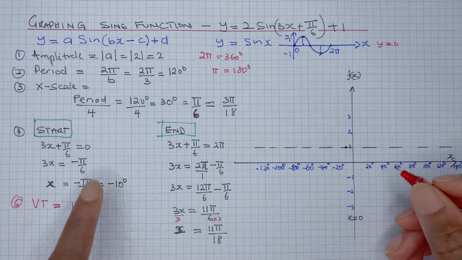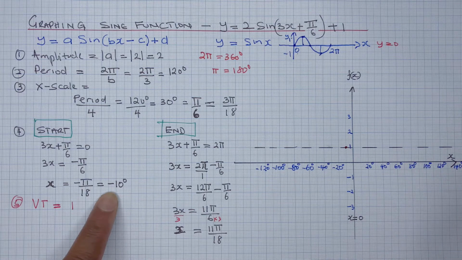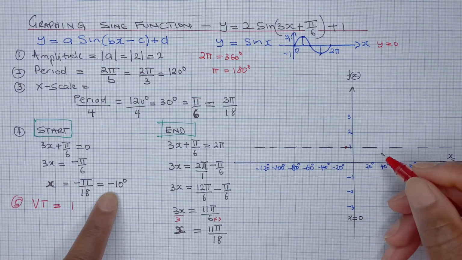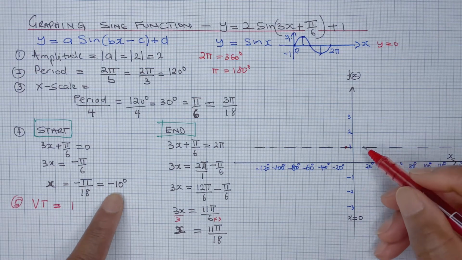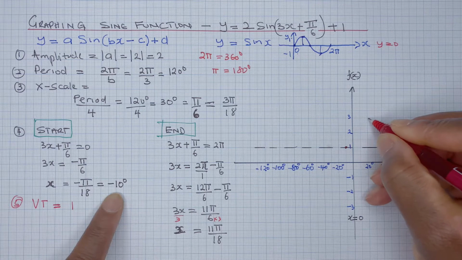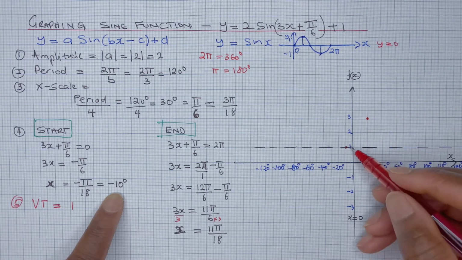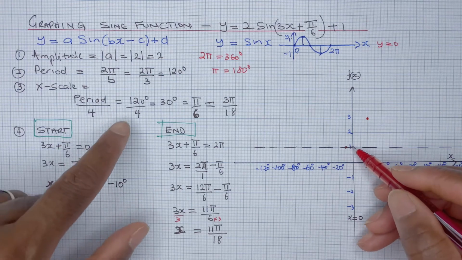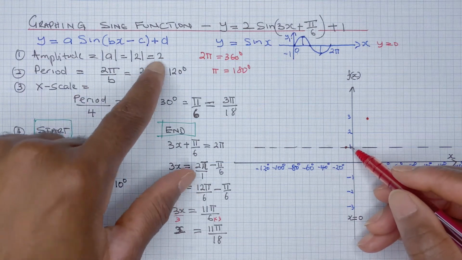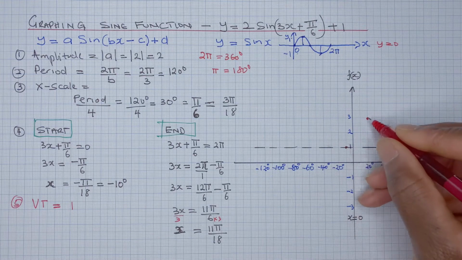Minus 10, that's the start. That's why we did the start point. And then it will go to, we add 30 to minus 10, so that means 10, 20, 30 to 3. Why 3? Because the amplitude is 2. So it starts at 1, and we add 2 to 1, so that's 3. So that's the maximum there, 0 to maximum.